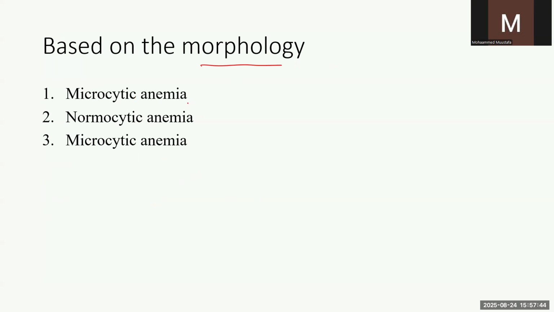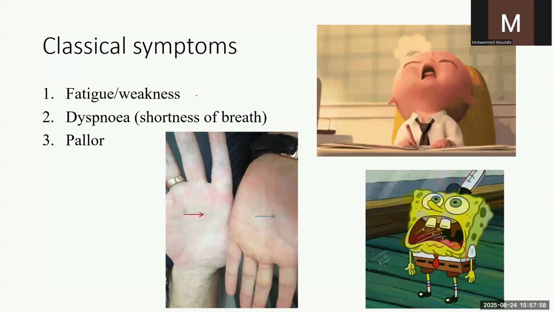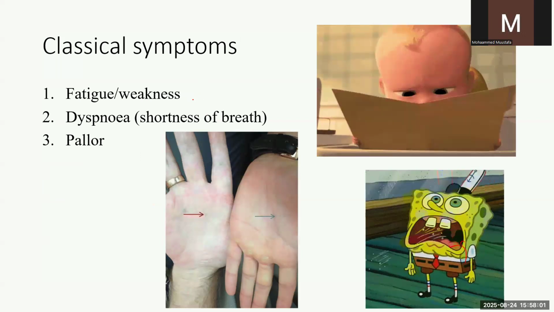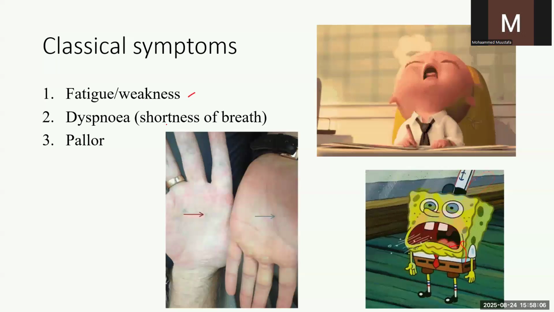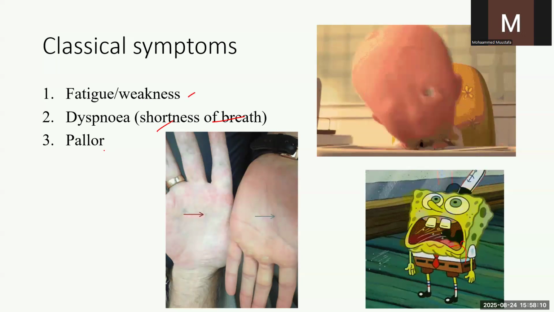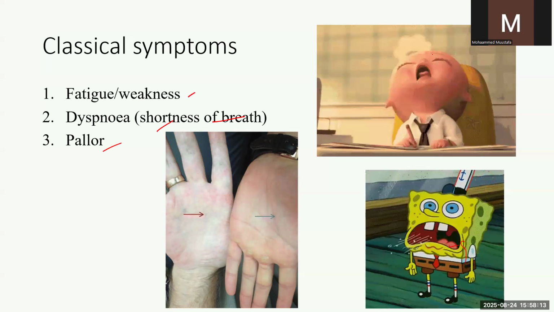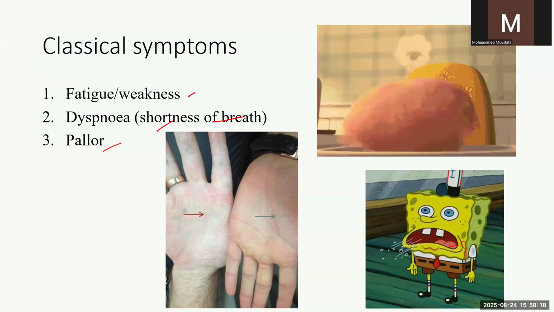And secondly, based on the morphology, it is classified as microcytic anemia, normocytic anemia, as well as macrocytic anemia. Okay, there is a correction here, macrocytic anemia. So irrespective of all the morphology and causes, all types of anemia have three classical symptoms. You can see here fatigue or weakness, dyspnea, that is shortness of breath or difficulty in breathing, and also we have pallor. Okay, you can see here in the GIF, I have demonstrated how it looks, weakness.